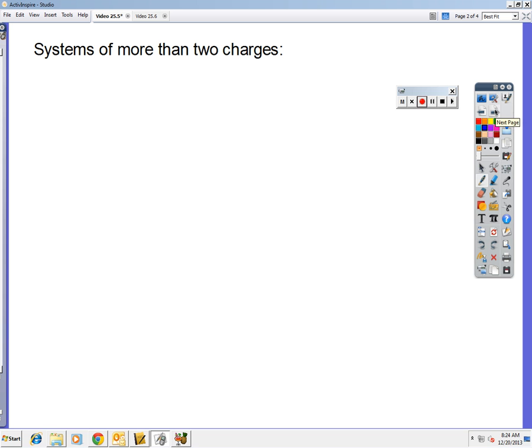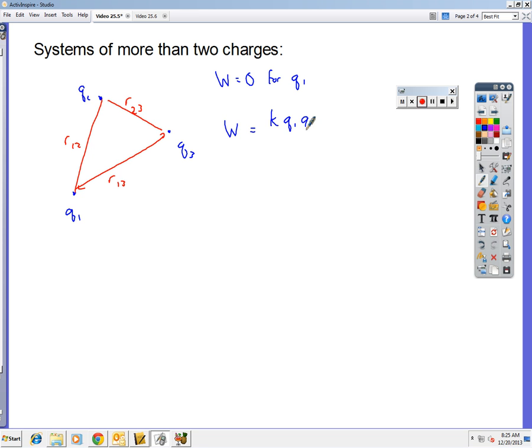Now if you have a system of 2 or more charges, let's say that we have Q1, Q2, and Q3, and we'll say that the distances between them are r12, r13, and r23. The work required to bring Q1 in from infinity is 0. The work required for Q2 is kQ1 Q2 over r12. That's what we derived on the previous slide.